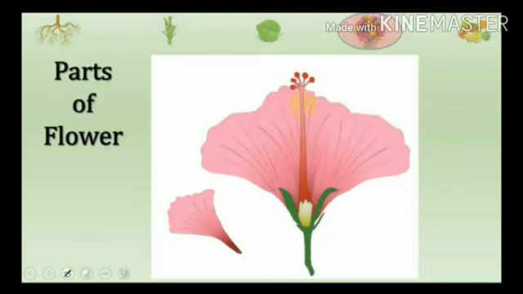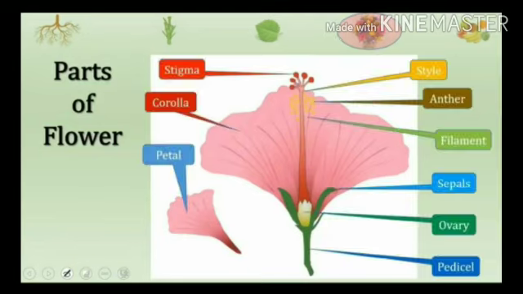Now we will see the parts of flower. With the help of this figure, I will show you the parts of flower. The green one down is pedicel. White one is ovary and the green one is sepal. Reddish one is anther. Yellowish one is filament. And the pinkish color is style. Red color one is stigma. Corolla and the leaf of flower is petal. Now we will see in detail all these parts.